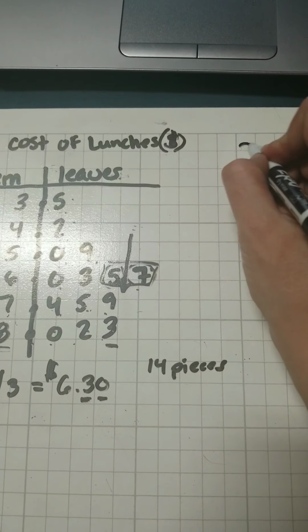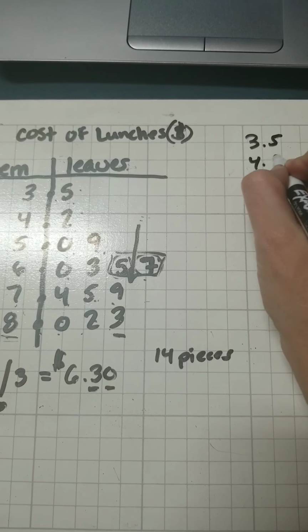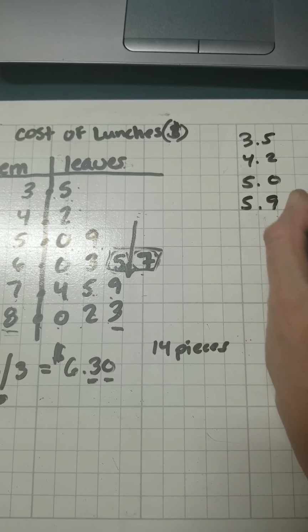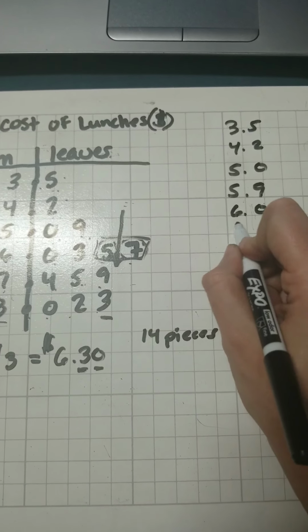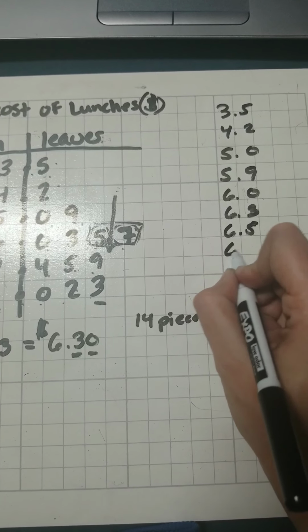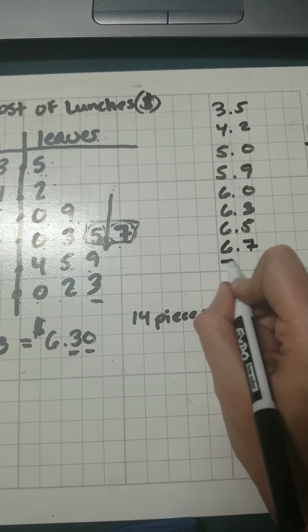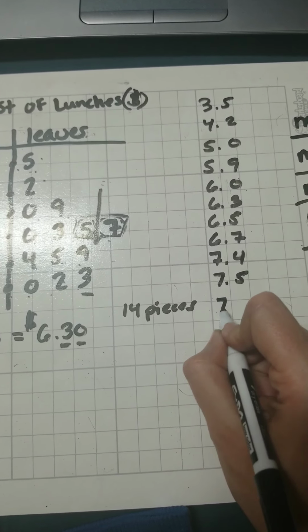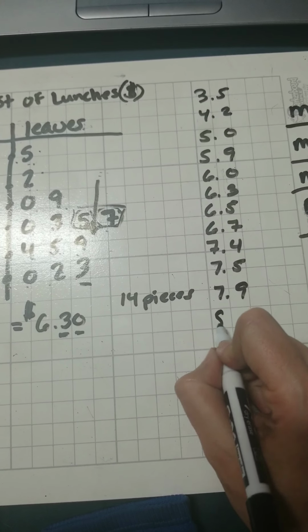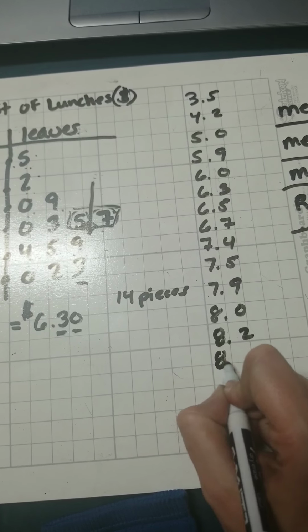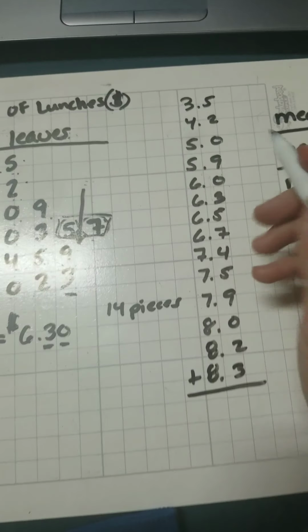Okay, so I have $3.50. I have $4.20. I have $5, $5.90, $6, $6.30, $6.50, $6.70, $7.40, $7.50, $7.90, $8, $8.20, $8.30, and I can add them together.